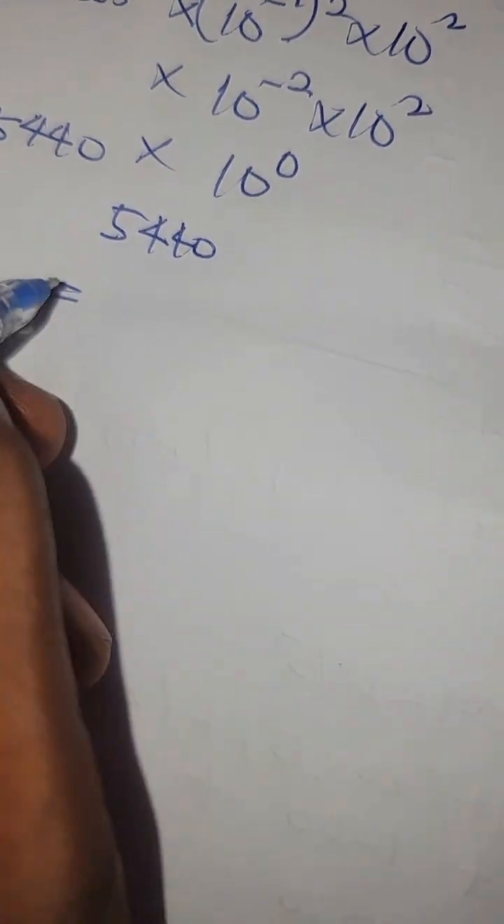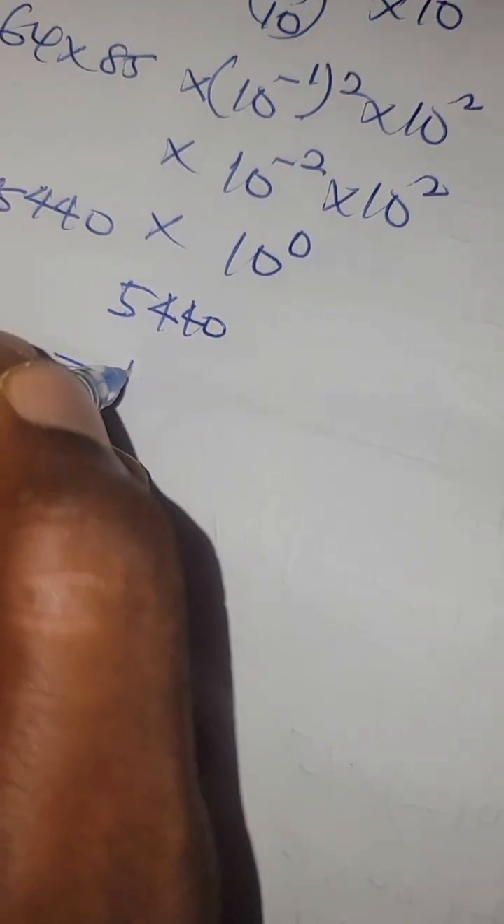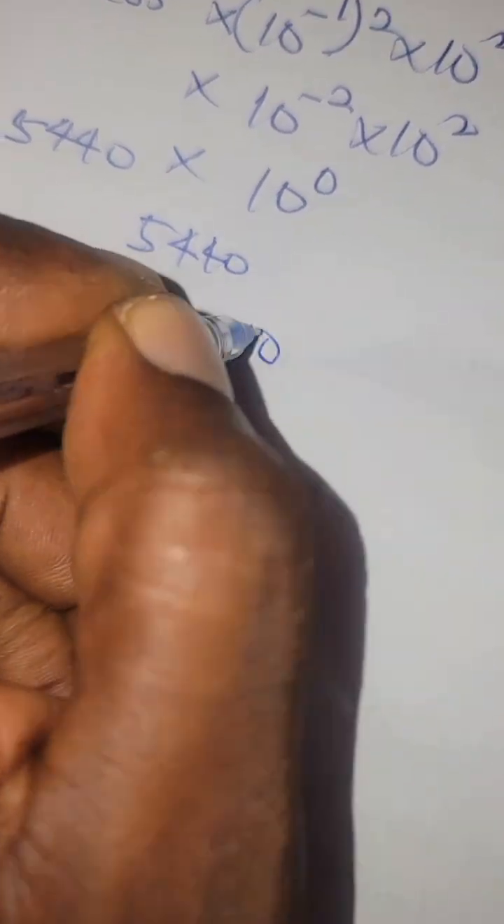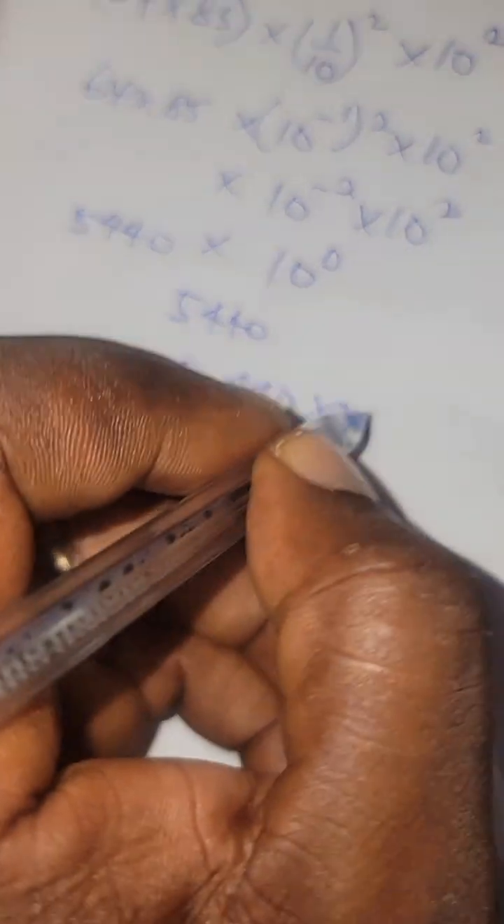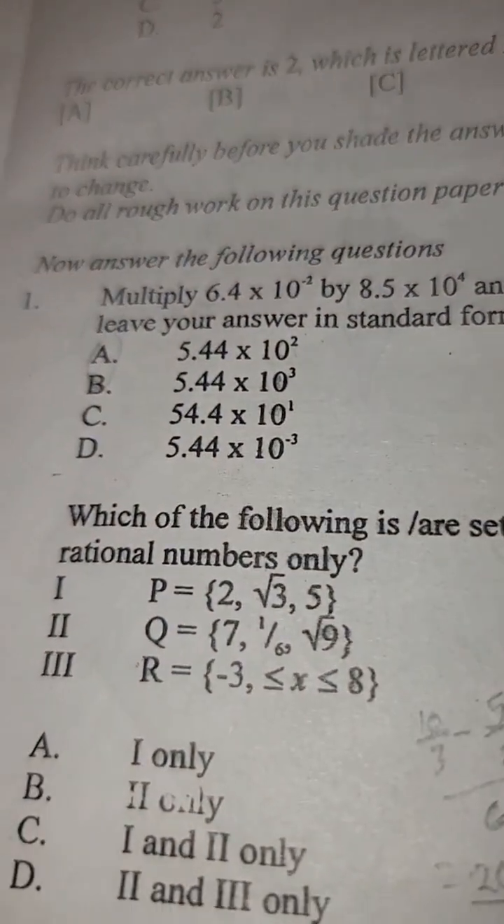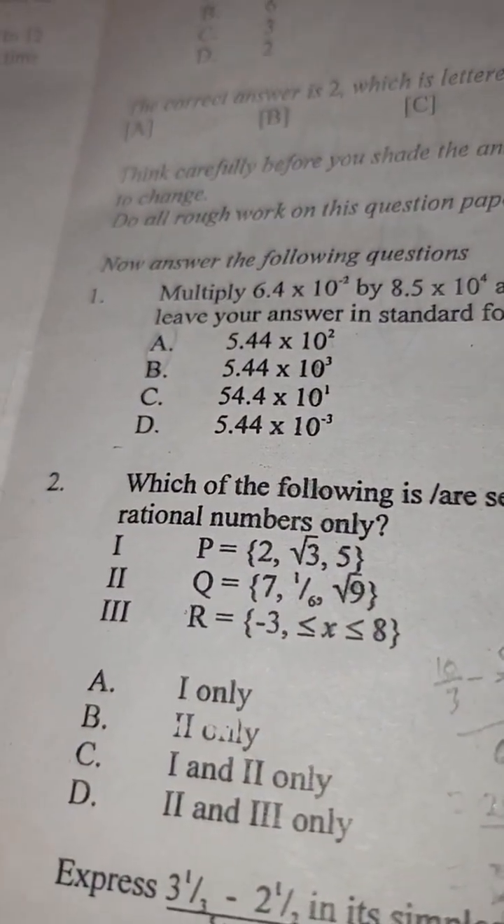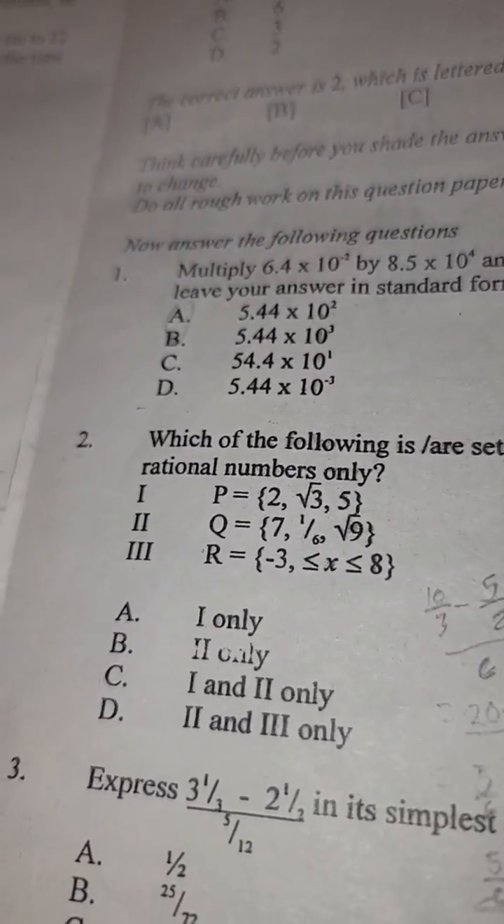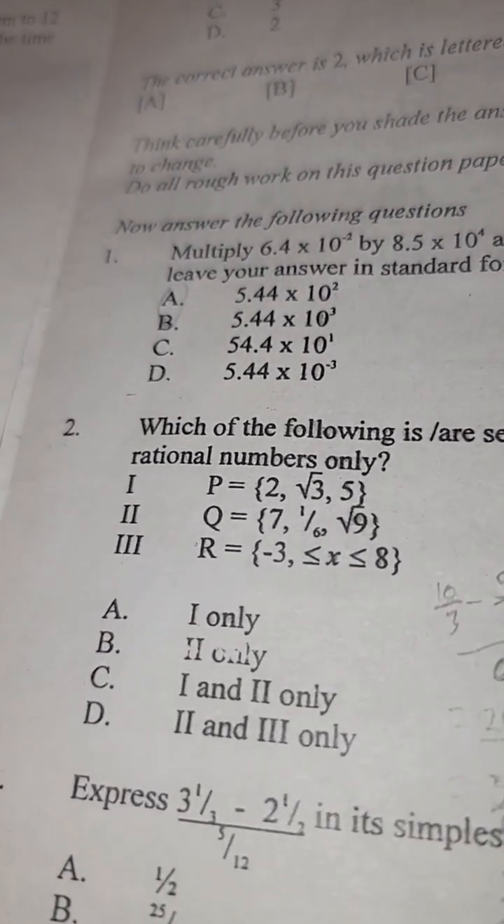We move our decimal point to behind the 5. So that's 5.440 times 10 exponent 1, 2, and 3. So that's times 10 exponent 3. That means our answer is option B. 5.44 is the same as 5.40.